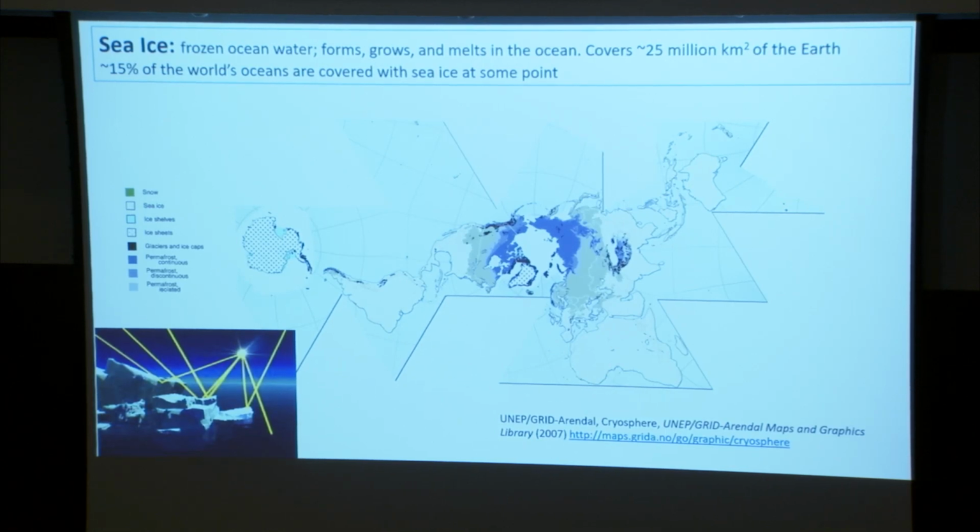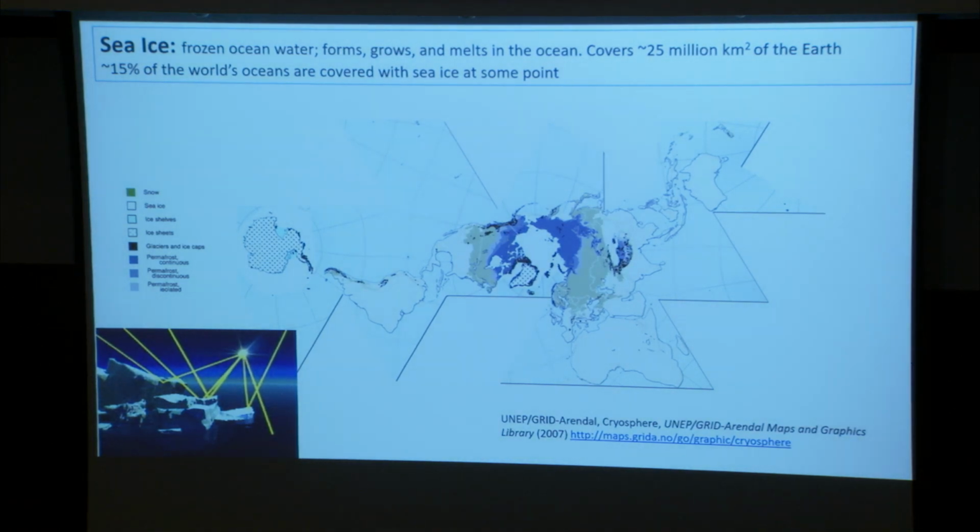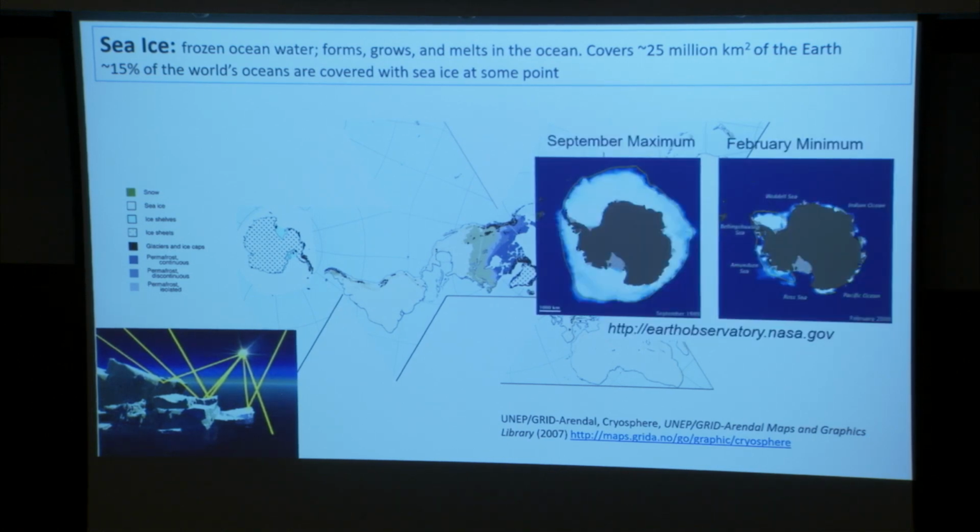So, sea ice, shown here on the map in white. It covers approximately 25 million square kilometers on our planet, and it's an important habitat for a diversity of life. It forms, grows, and melts in the world's oceans, and it waxes and wanes seasonally. We can see the September maxima around Antarctica, the largest extent of sea ice coming off from the continent, versus the February minima where we lose all of that sea ice. Again, a very dynamic environment.